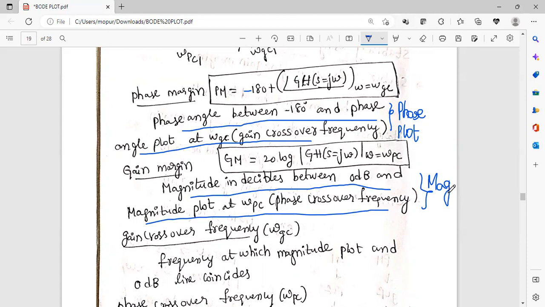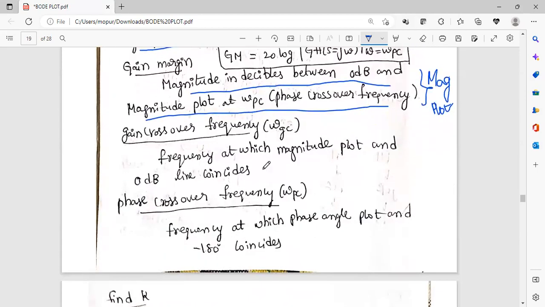What is meant by gain crossover frequency and what is meant by phase crossover frequency? We will see that now. First of all, gain crossover frequency. Gain crossover frequency means the frequency at which the magnitude plot and the 0 dB line coincide. Phase crossover frequency means the frequency at which the phase angle plot and the minus 180 degree line coincide.